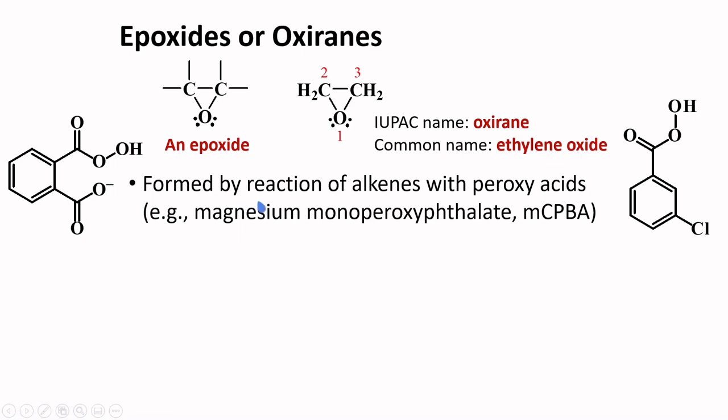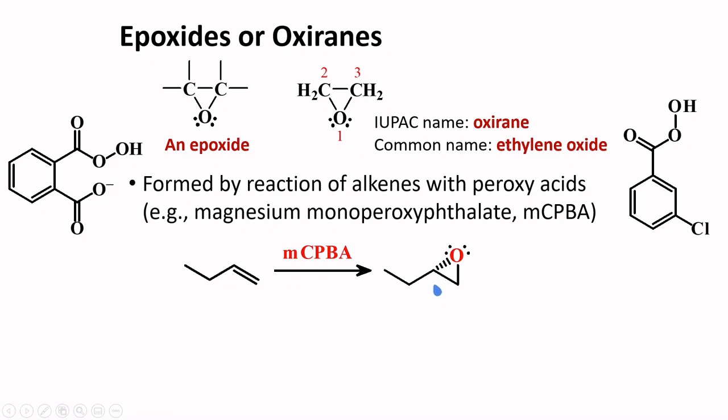Epoxides are formed from alkenes with peroxy acids such as magnesium monoperoxyphthalate and MCPBA. This is the structure of monoperoxyphthalate without the magnesium. You are already familiar with MCPBA. For example, MCPBA can allow the ready formation of an epoxide from an alkene.